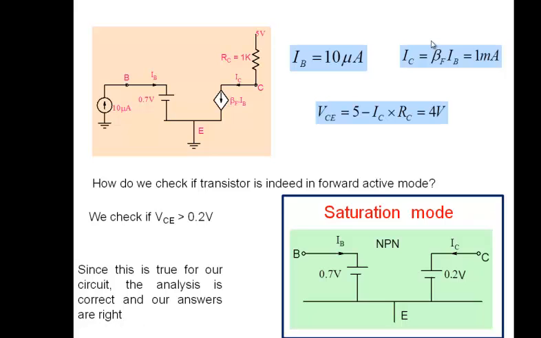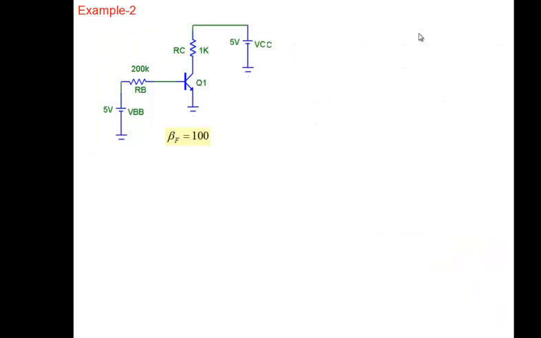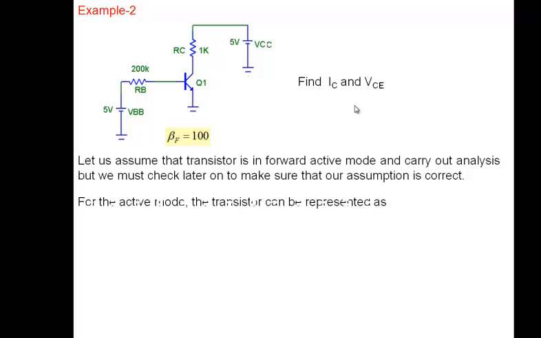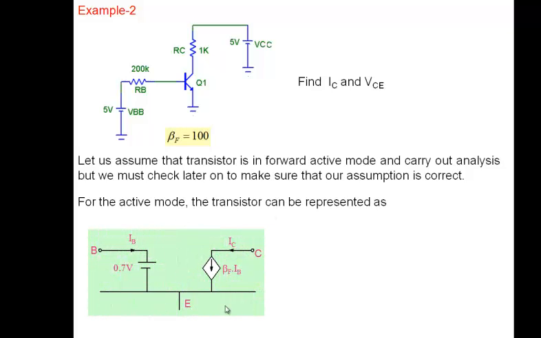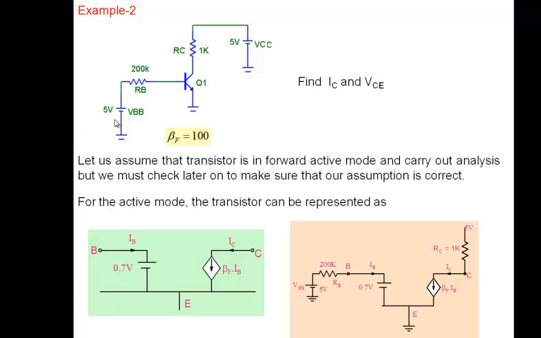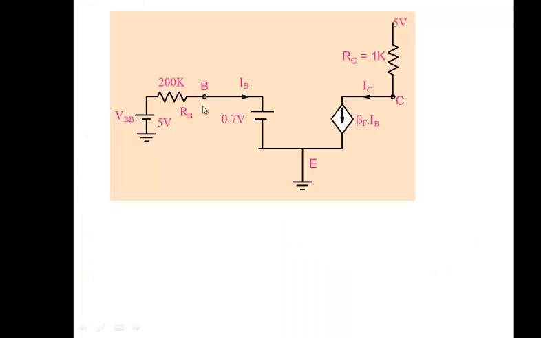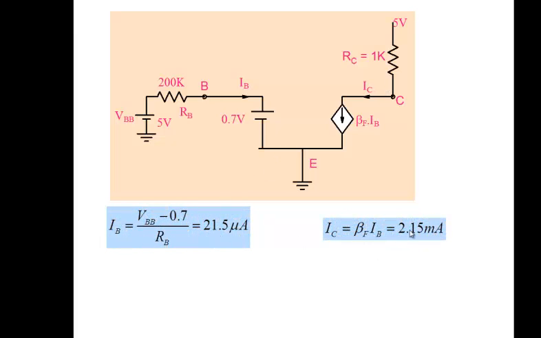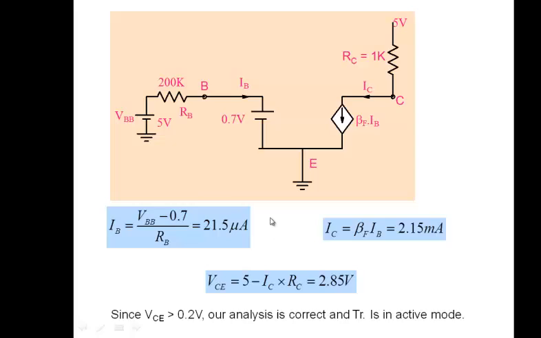Okay. All right. So let's take up another example here. I think it's very similar. Find IC and VCE here. So we do as usual, represent the transistor in this particular manner. I think there's almost no difference here. RC is equal to 1K, IB 21.5 microamperes, IC 2.15, VCE 2.85. Fine, it is forward active mode, everything is okay. Okay, so that's a trivial example here.